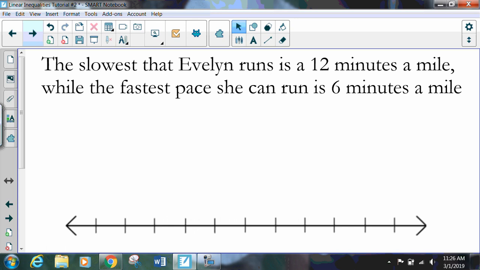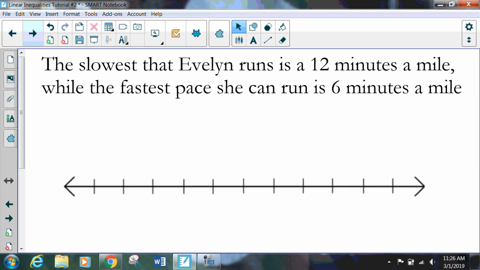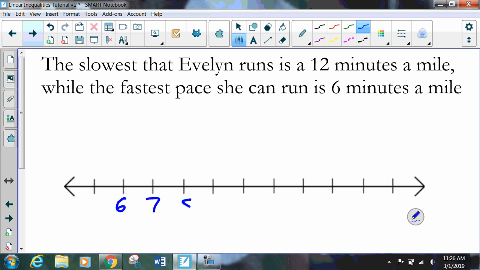The slowest that Evelyn runs is 12 minutes a mile, while the fastest pace she can run is 6 minutes a mile. So I'm going to do my number line first. I'm going to put a 6, and then I'm actually going to try to space this out. Let's see if I can do this. 6, 7, 8, 9, 10, 11, 12.